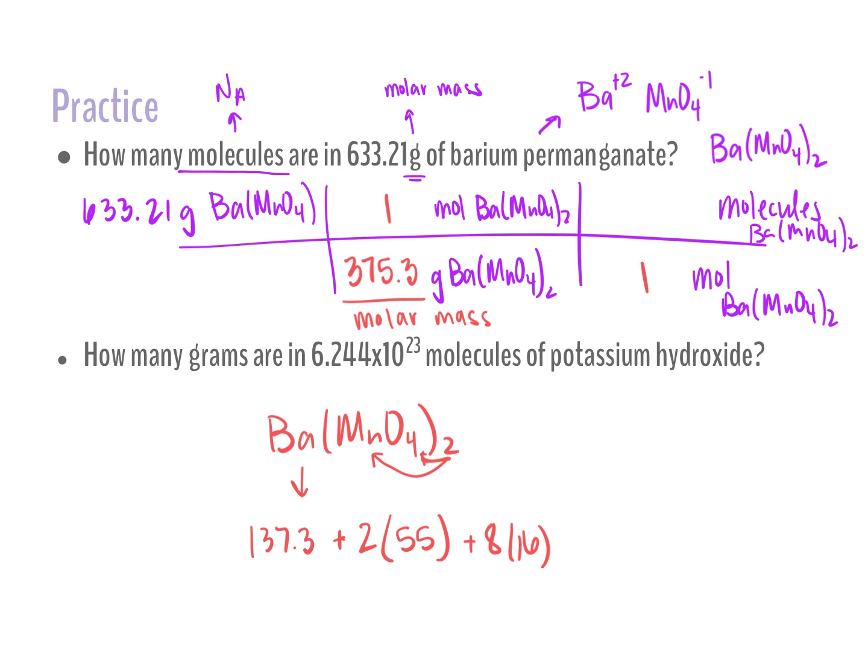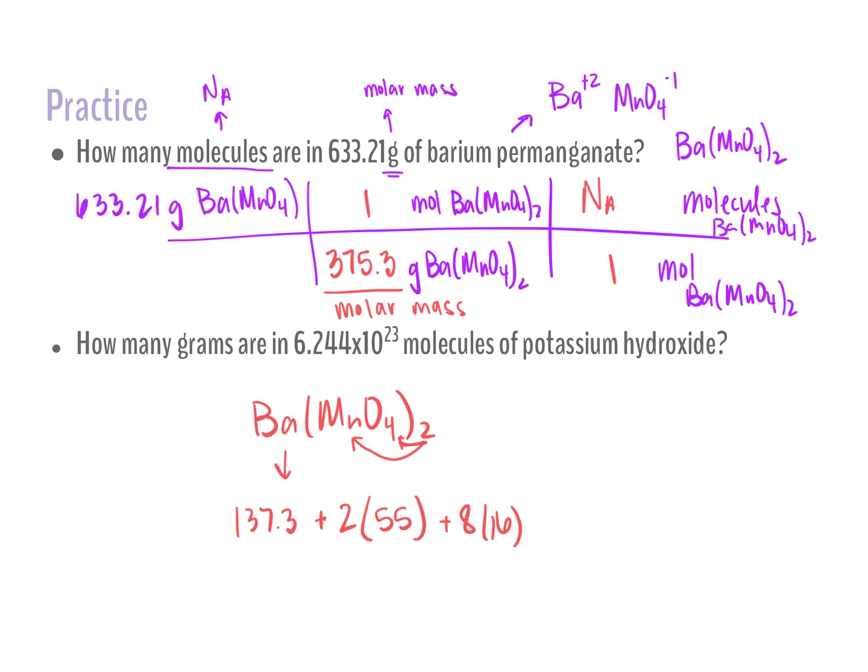I'm missing one part of my T-chart left. What has to go with molecules? Avogadro's number. So I'm still going to plug in 6.022, but I don't want to write it out every time. So now I can multiply across the whole top, divide by the whole bottom. 633.21 times Avogadro's number. I like to hit enter after the numerator. That's not the end of the world if you don't.